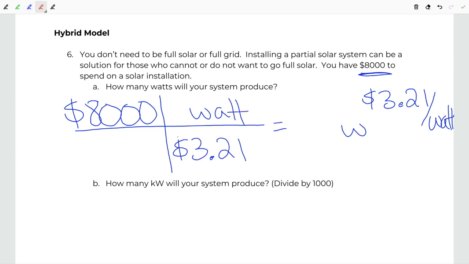We are going to cancel our dollars out and take 8,000 and divide by 3.21. And with significant figures, that gives us 2,500 watts is how much our system will be able to produce each year.